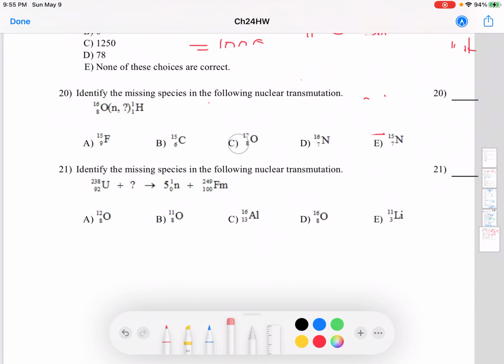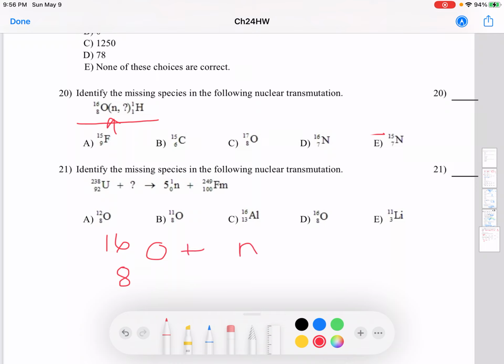Number 20. Identify the missing species in the following nuclear transmutation. So nuclear transmutation, we can represent it in this form. You have a certain element and you bombard it with another particle. N stands for neutron, and after the comma it means the resulting nucleus. Before the comma you have the reactants, after the comma you have the products. So it's going to be something like this: oxygen 16, 8 plus neutron.